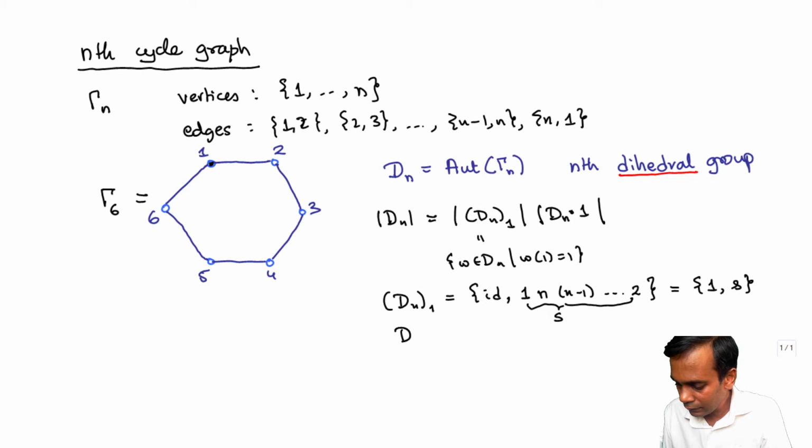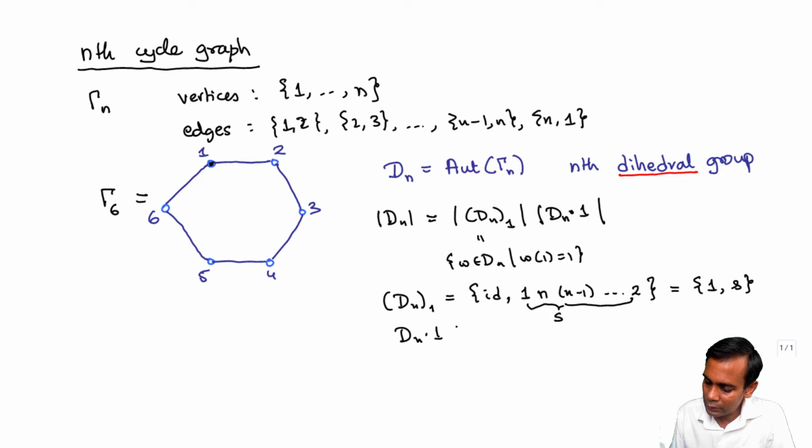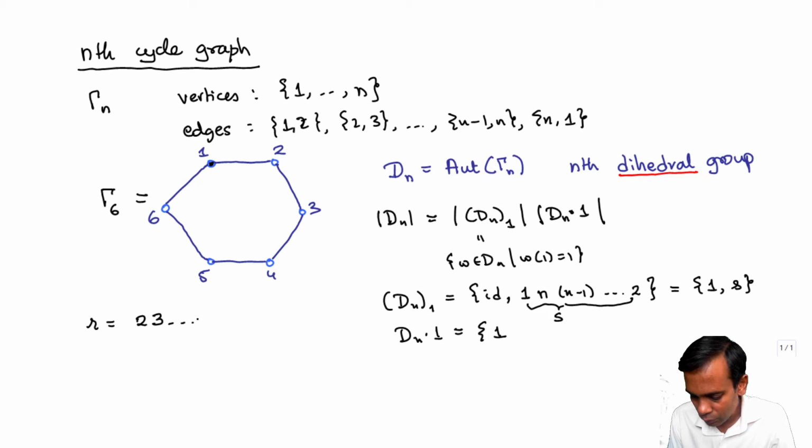And what is the orbit of 1? Well, you can take this graph and move 1 to 2, then 2 to 3, 3 to 4, 4 to 5, and so on, and 6 to 1. So that's a rotation by 60 degrees in the case of the hexagon. In general, in the hexagon you can rotate by multiples of 60 degrees. Let me introduce a special element in this group. We'll introduce the element r, which is given by, I'll write it in one line notation, 1 goes to 2, 2 goes to 3, and so on, n minus 1 goes to n, and n goes to 1.